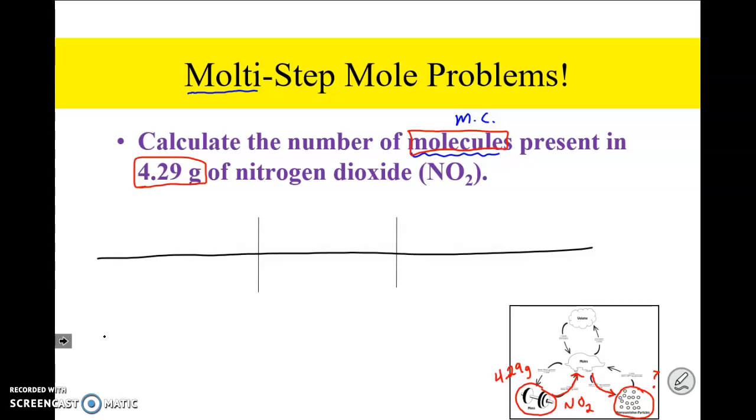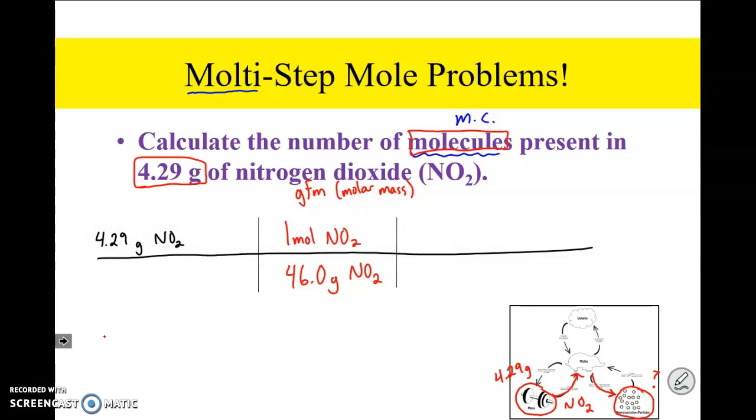Number 1, 4.29 grams of NO2. I have to go grams to moles, which requires something called GFM, or molar mass. I'm going to go ahead and give it to you. There are 46.0 grams of NO2. Otherwise, you'd have to calculate it for every 1 mole of NO2.